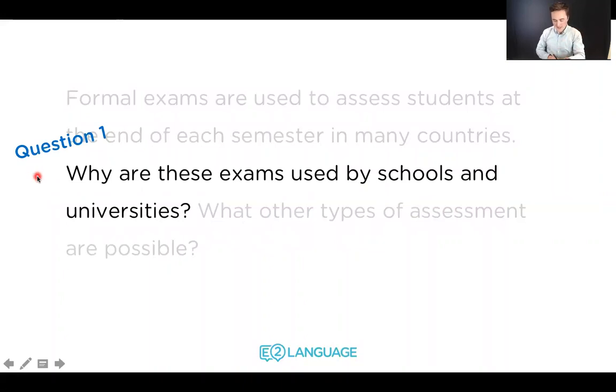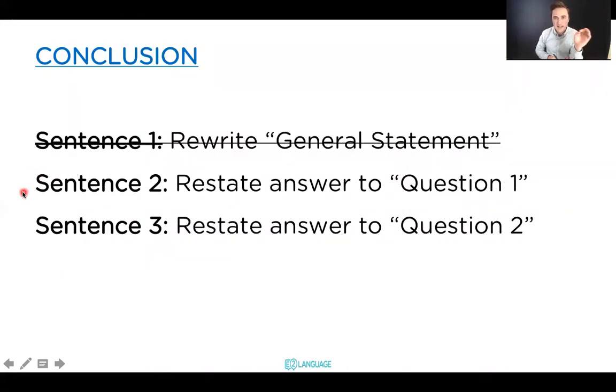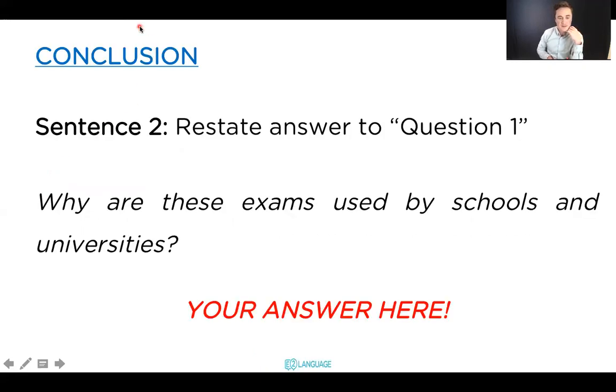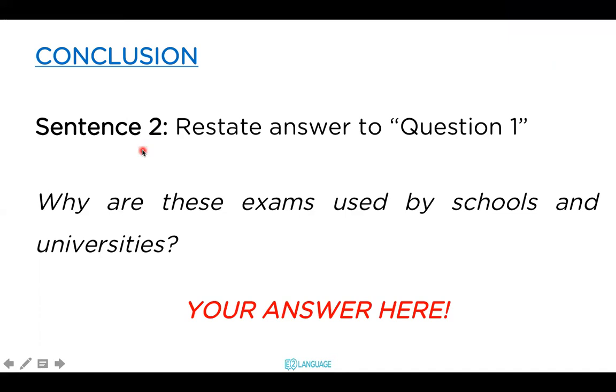So to write sentence 2, we need to restate the answer to question 1, which was, why are these exams used by schools and universities? So please, you have 2 minutes.